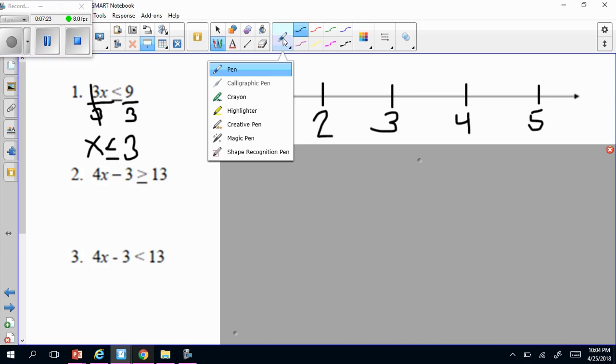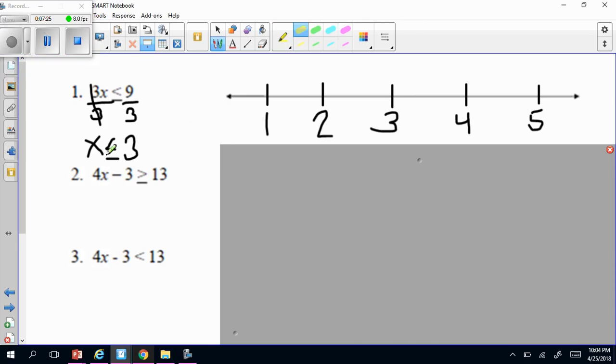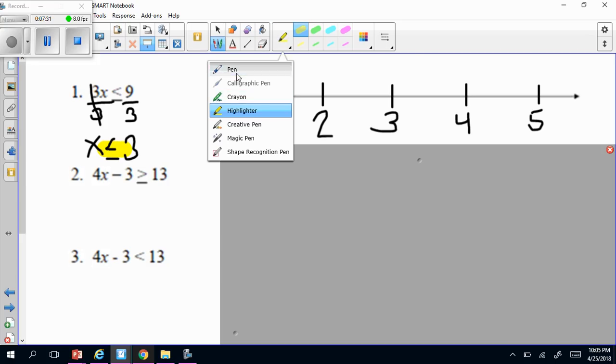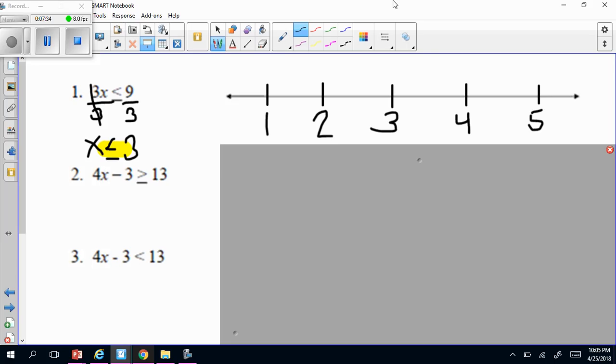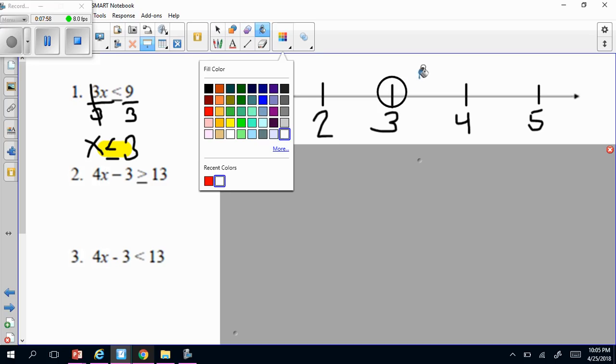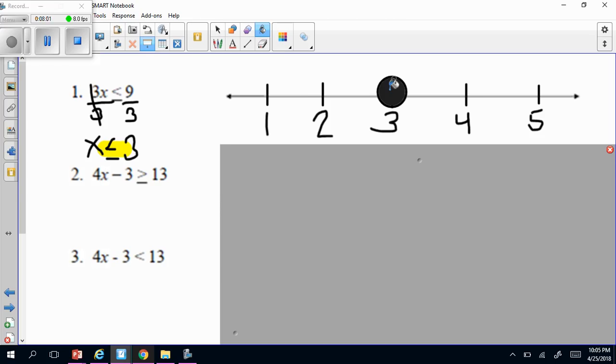So look at our sign here. Our sign is telling us less than or equal to. So what we need to do is, as you know, that if we have a less than or equal to, or greater than or equal to, or an equal to, it's going to be a closed circle. That lets us know that 3 can be our answer. 3 would qualify. So you're going to already have a circle here on 3. Now we're going to fill it because that would be a closed circle.